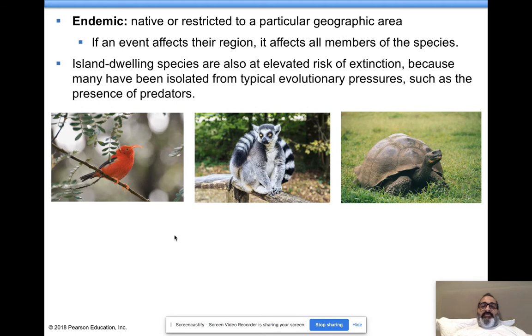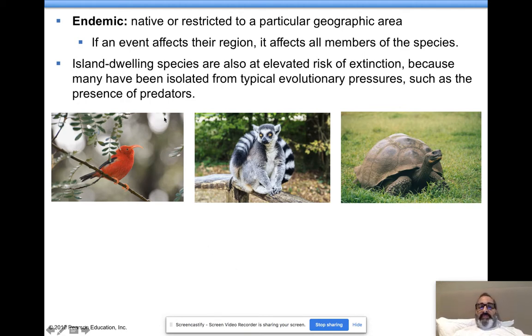Endemic species, I just used the term a second ago, and these are species that are native to an area. So generally speaking, when we talk about equatorial areas and rainforests, we have certain organisms that live in specific parts of these forests. They're endemic. The sad part is if that forest or that rainforest changes just a little bit, their habitat is no longer good enough for them, and the species can go extinct.